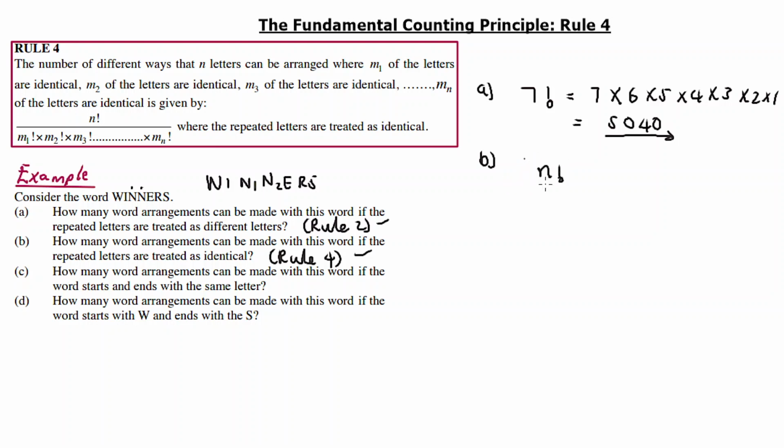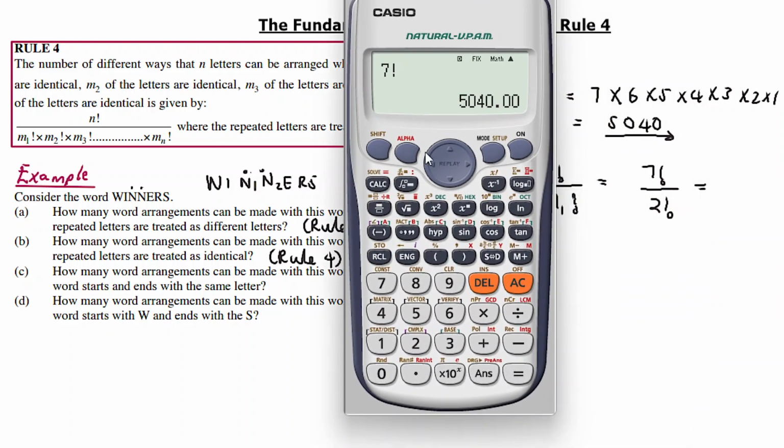It's n over m1 factorial, which is equal to, how many letters do I have in total? 7. So it's 7 factorial divided by m1. How many letters are repeated? The N. So it's 2 factorial. The repeated letters are 1, 2. The N by 2. So m1 is 2 for the N here. So this is equal to, but this rule number 4, it's not like you apply it to letters only.